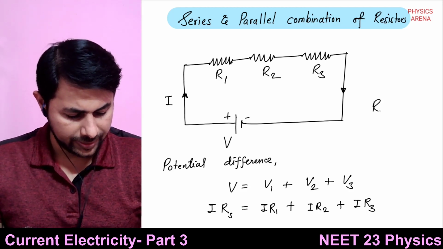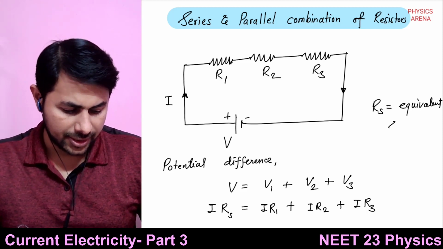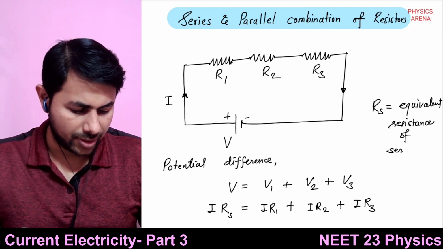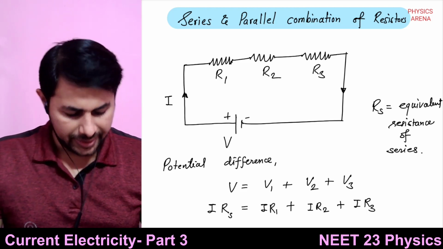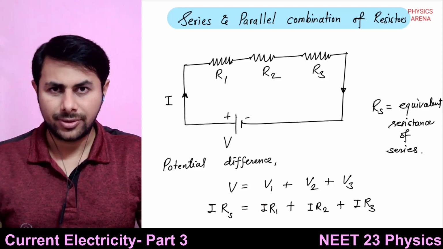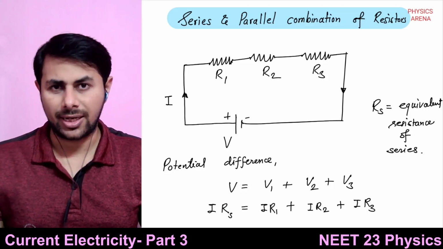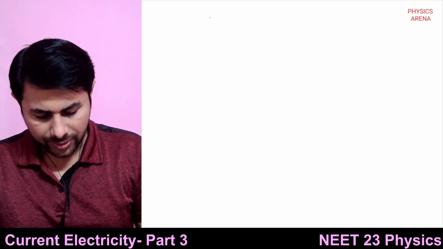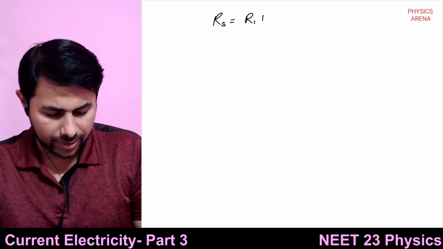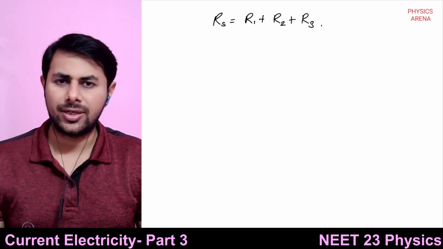So what is RS? RS is the equivalent resistance of the series combination, right? Now I can take I common and cancel it out. So what do I get? I will get RS is equal to R1 plus R2 plus R3. This is for three resistors.